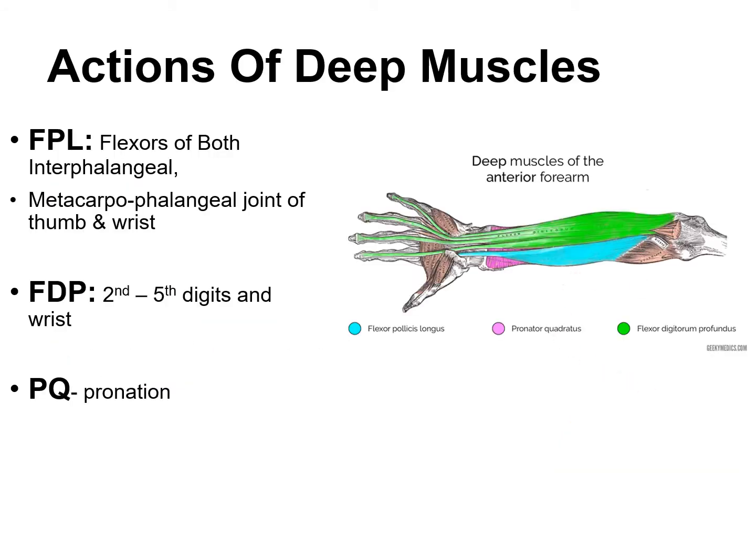Talking about the action of deep muscles, the flexor pollicis longus flexes both the interphalangeal and the metacarpophalangeal joints of thumb and wrist. Flexor digitorum profundus is a flexor of both the interphalangeal and the metacarpophalangeal joints of medial four fingers, and it also flexes the wrist. The pronator quadratus causes pronation of forearm along with the pronator teres.